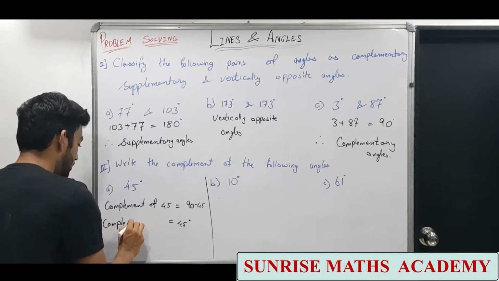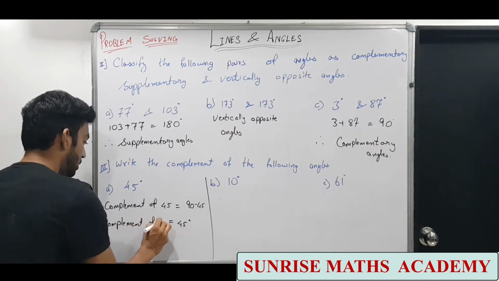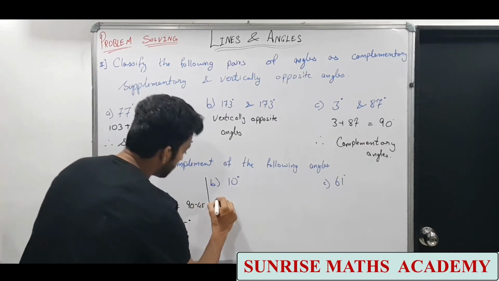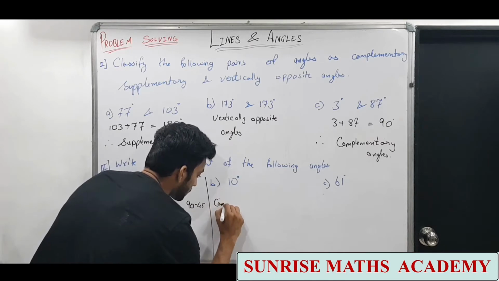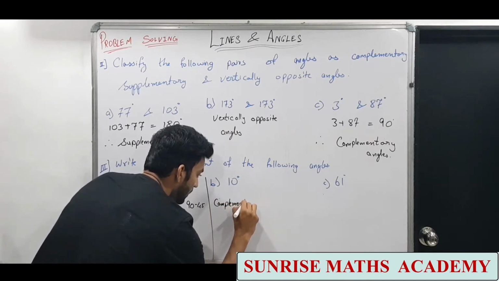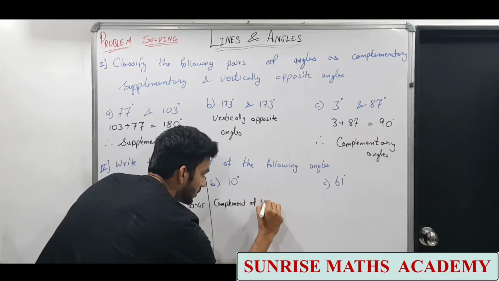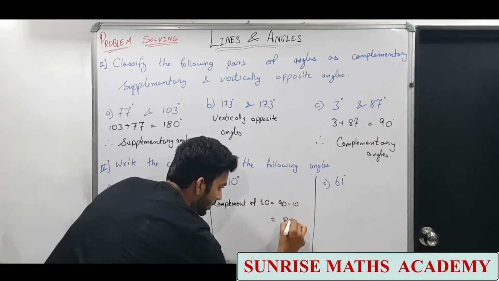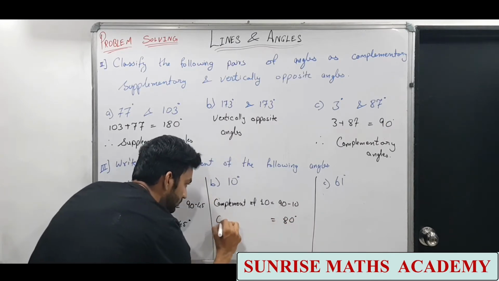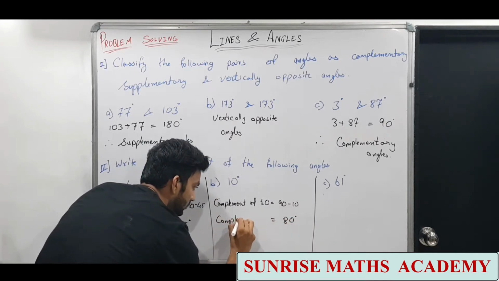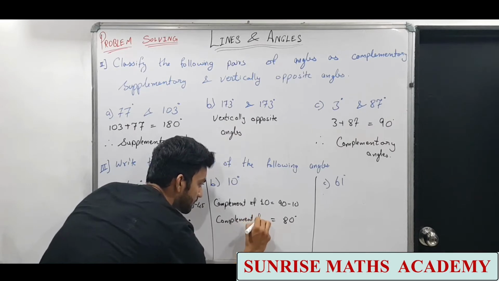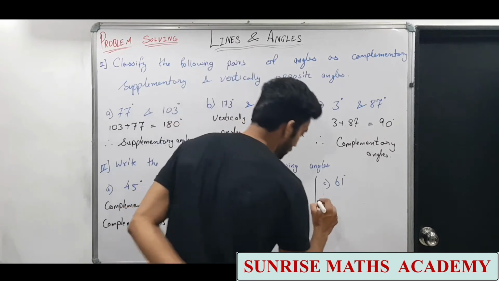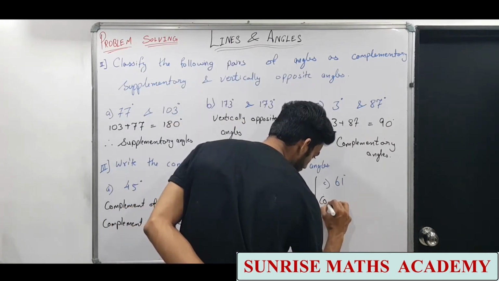So as I said here, complement of 45 is 45. Here also I said that same thing. Next one, complement of 10 will be 90 minus 10. So that is 80 degree. And next, last one, complement of 61.